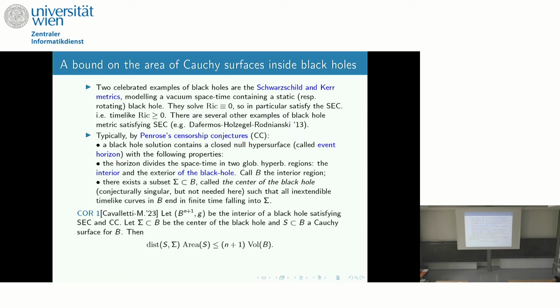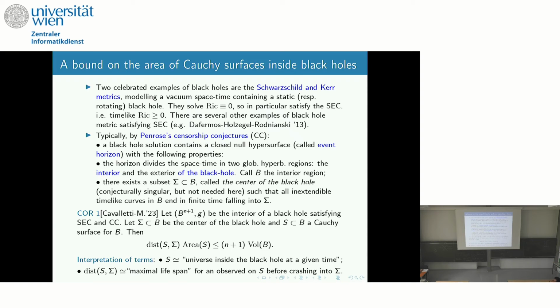Consider the interior of a black hole which satisfies the strong energy condition and the cosmic censorship conjecture, as stated above. Let sigma be the center of the black hole, and S be any Cauchy surface for B, the interior of the black hole. Then the distance between this Cauchy surface S and the center of the black hole, sigma, times the area of the Cauchy surface is less than or equal to n+1 times the volume of the black hole. What is the physical interpretation?